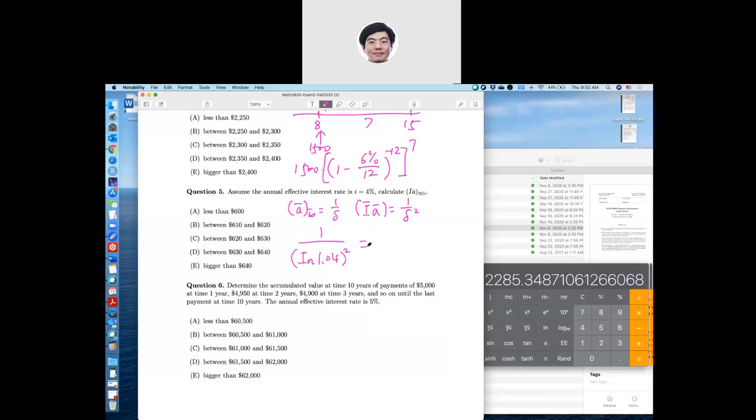Right, so what we can do is 1.04. Okay, let's take a log. Let's square, and let's take the reciprocal. Well, that's the answer.